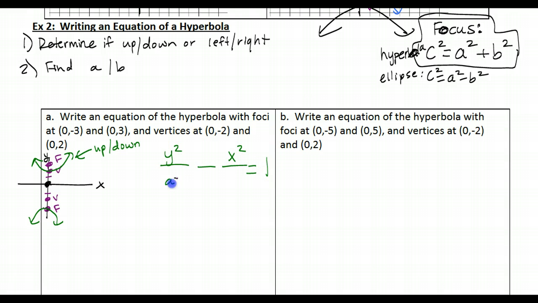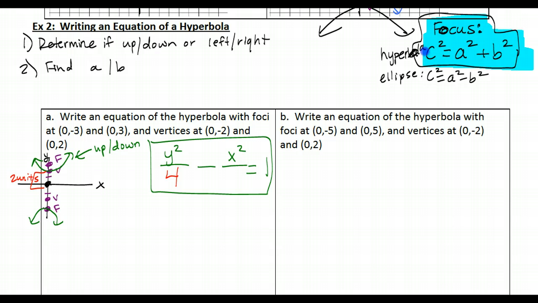And now I just need to find what a and b are. And by the way, a always goes with a vertex value, and that is a distance of 2 units from the center. So my a value is 2, so a squared is 4. And now just to finish my final answer here, I need to find the b value, and I do that by using this equation I just gave you up here.